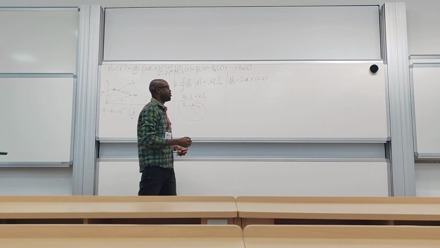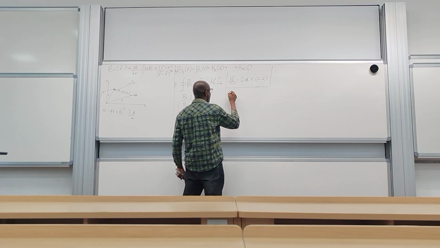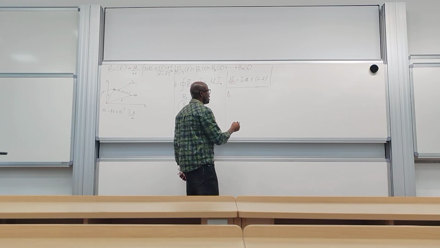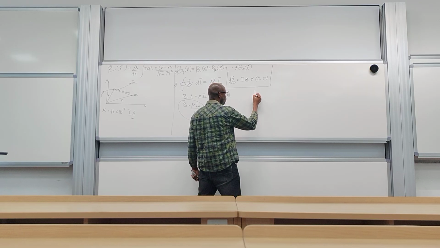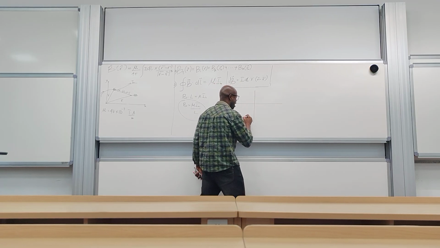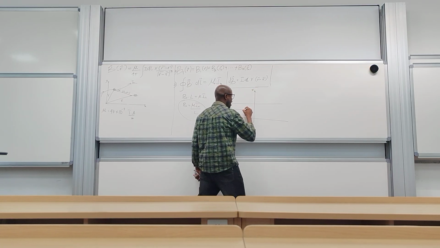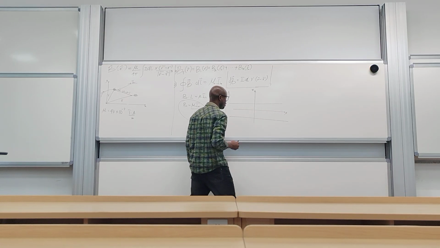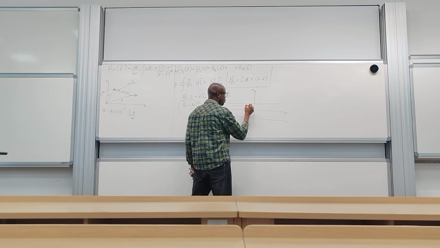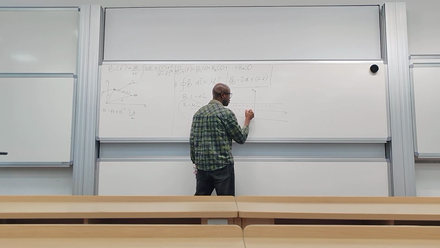Okay, let's go to the first question, question 1. Question 1 says that if we have an infinite slab, this is the Z-axis, and this is X, and let's just put some marks in between here. This is the slab.